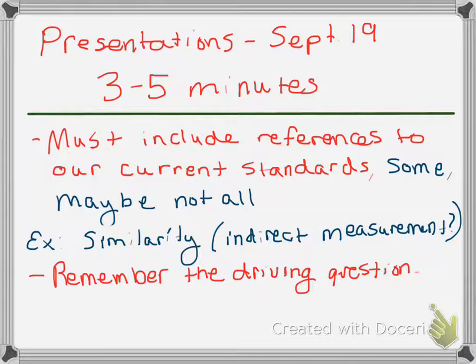So the things that you must have in this presentation, remember, you must include references to our current standards. You don't have to include all of them, but we've talked about things that could very easily be included, such as transformations, our dilations, similarity, congruence. We talked about the real-world applications of indirect measurements in class. Those are things that you need to make sure that you reference in your project. And as we build on them more, you can build on them more.